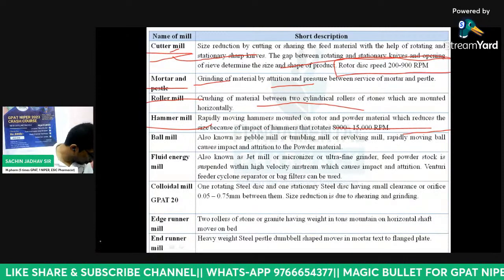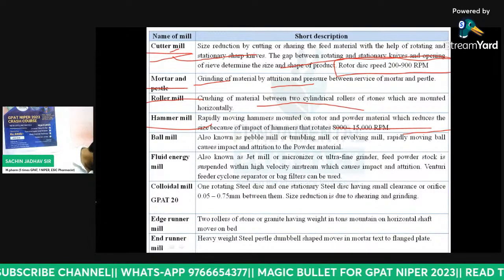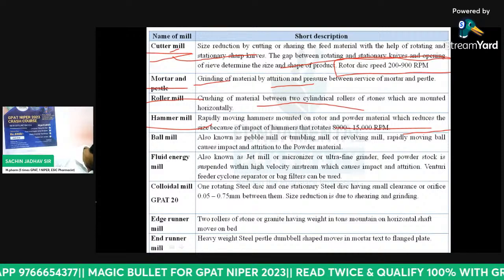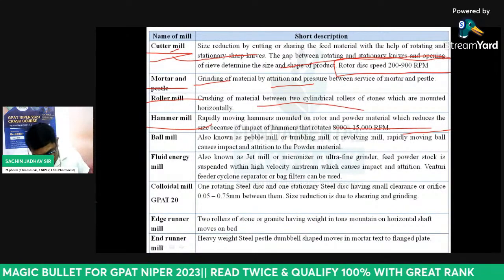Now next one is a ball mill. So in between आपको कोई doubt होता है तो you can ask. In between, if you have doubt, you also can ask.